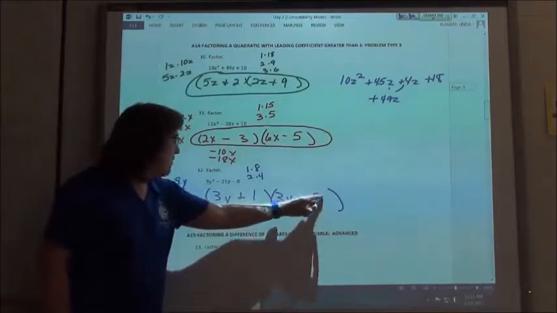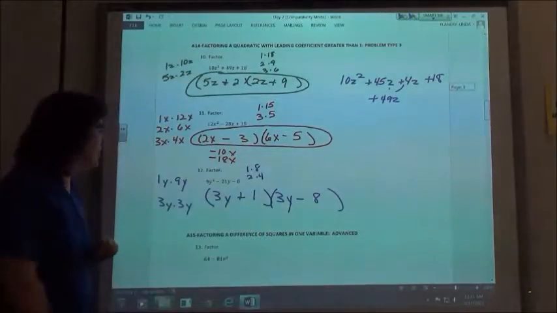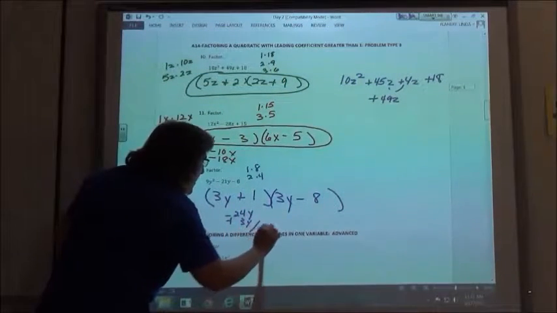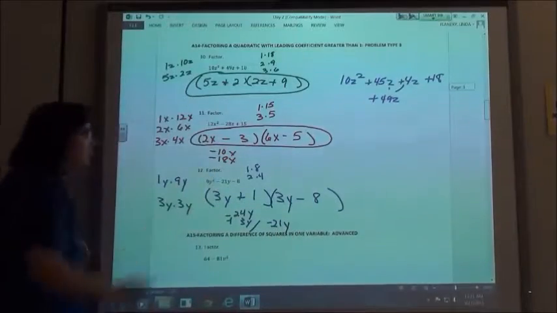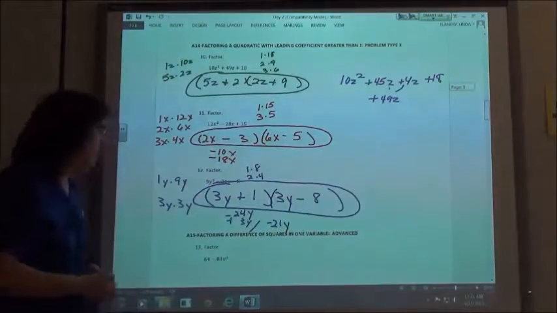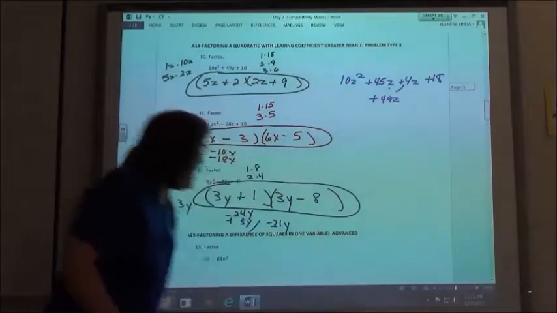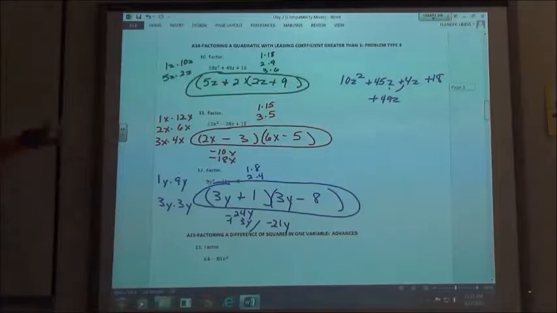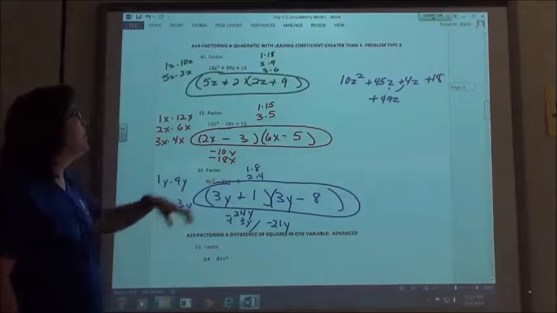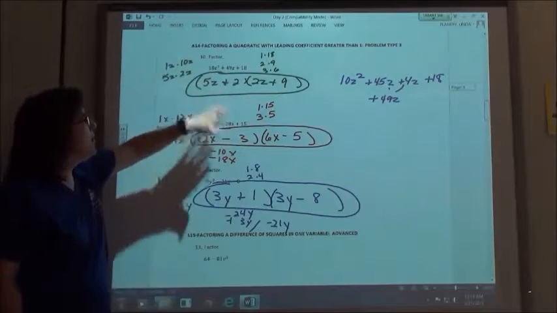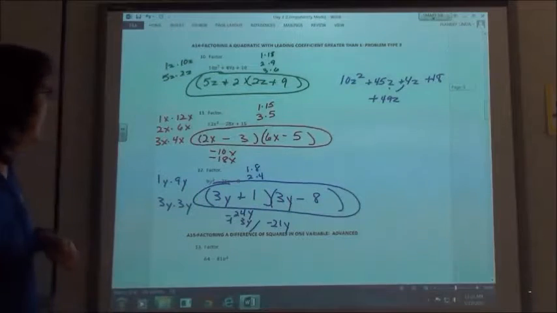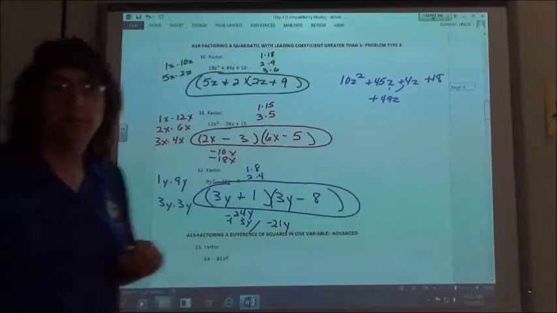So negative 24 plus 3. Hey, that looks good. Negative 24y plus 3y gives me negative 21y, which is what I want in the middle. So that's going to end up being my answer: 3y plus 1 times 3y minus 8. So it's a matter of guessing and checking when I've got that quadratic trinomial that I need to factor. Factor the first term, figure out your signs, factor the last term, and then basically you're just guessing and checking till you find the pair that works.